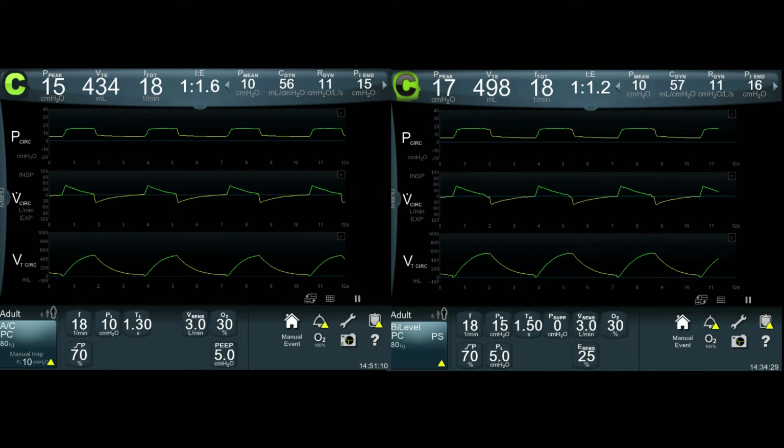If you were to look at these two pictures side by side, you'd think, well, this is the same mode of ventilation. But in fact, on the left-hand side, we have a patient who's on pressure assist control, where the inspiratory pressure is set at 10 centimeters of water with an inspiratory time of 1.3 seconds. And on the right, we have a patient who's on bilevel, and the high pressure is set at 15 and the low pressure is set at 5. So essentially the same driving pressure in both modes.